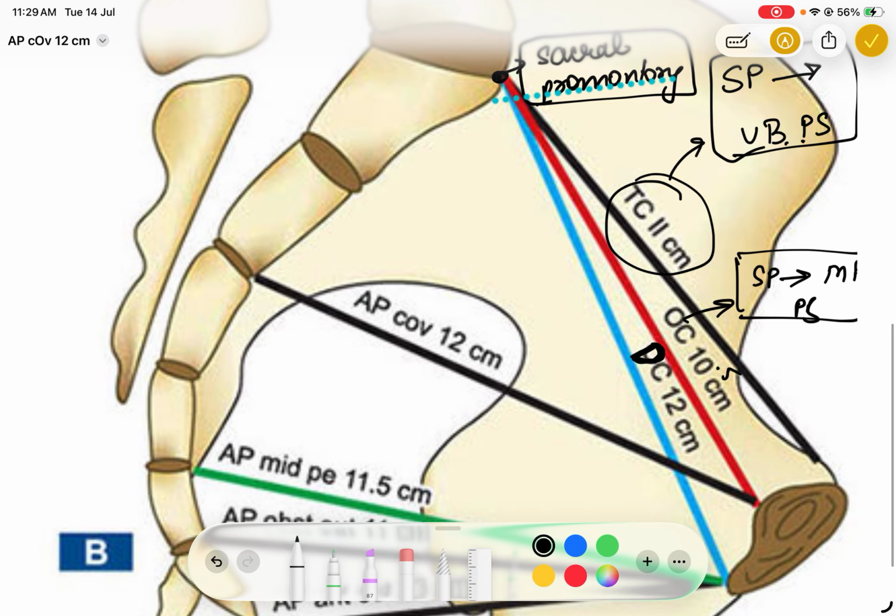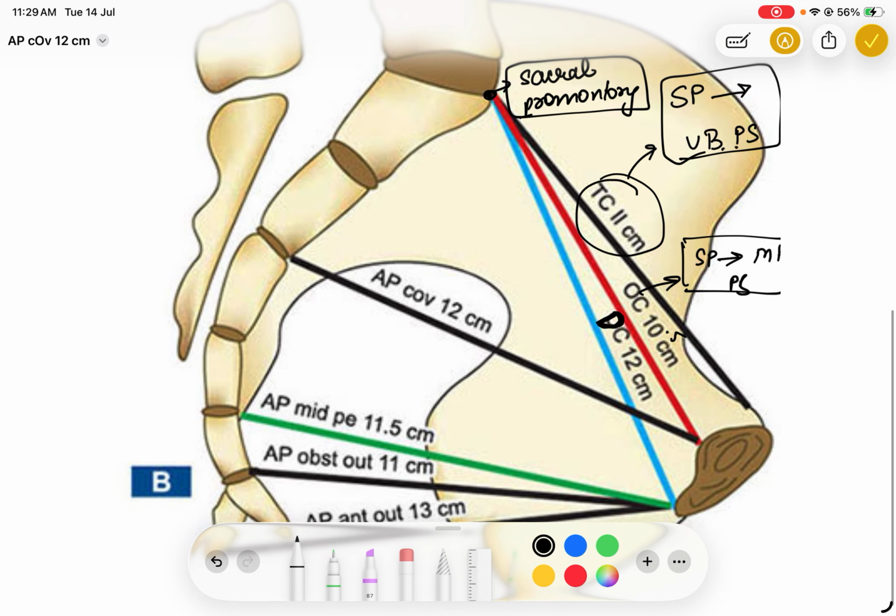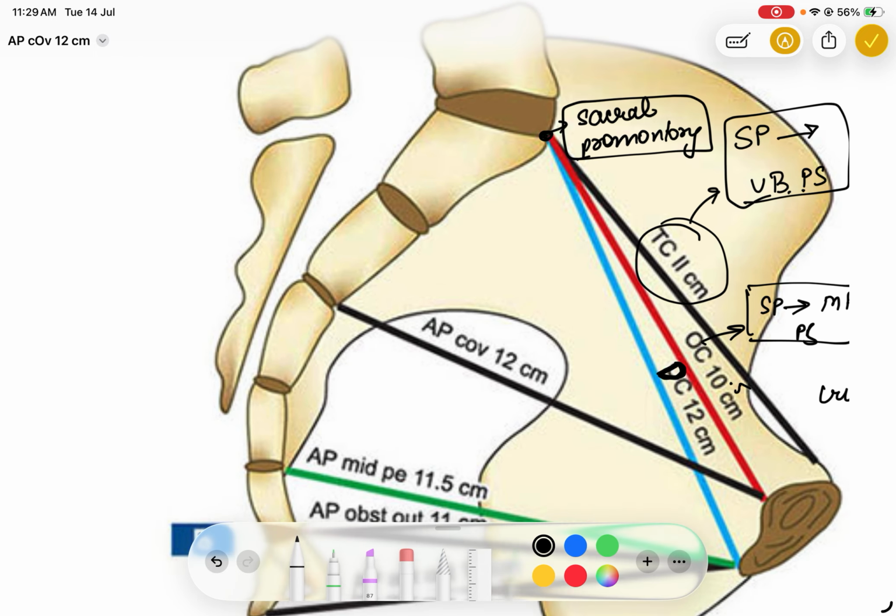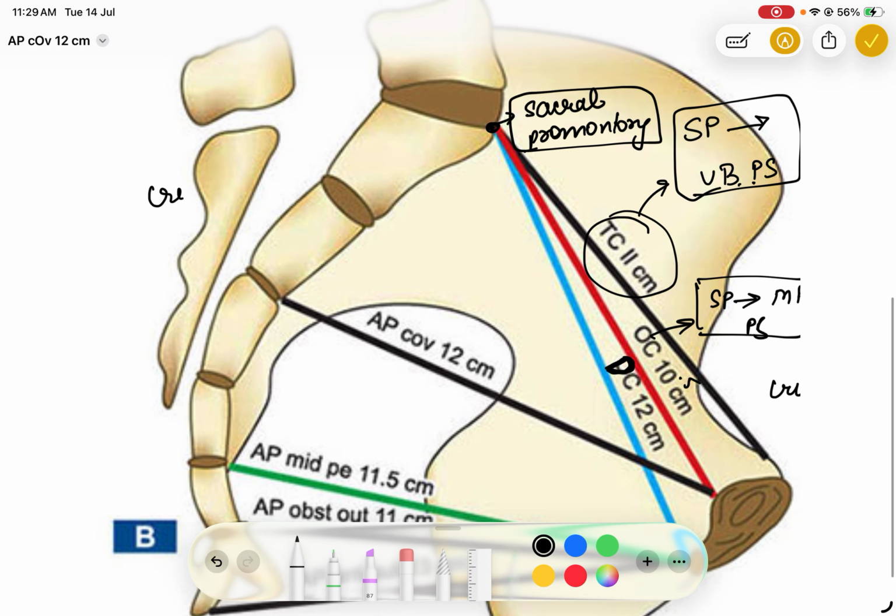Now critical obstetric conjugate is the minimum diameter below which vaginal delivery is not possible, and that is 10 centimeter. Obstetric conjugate, it is 10 centimeter.